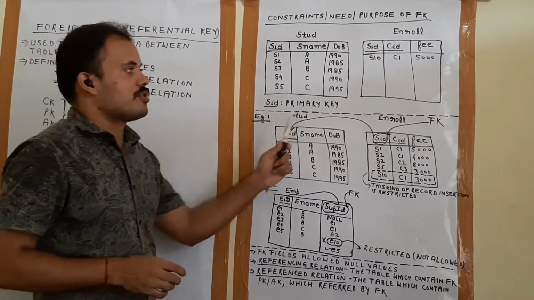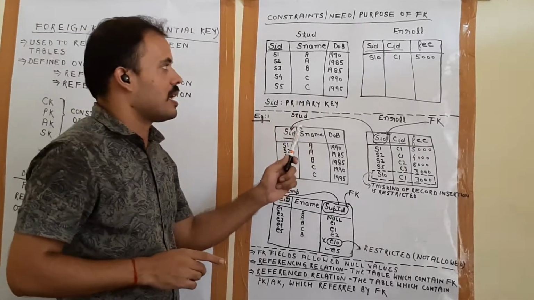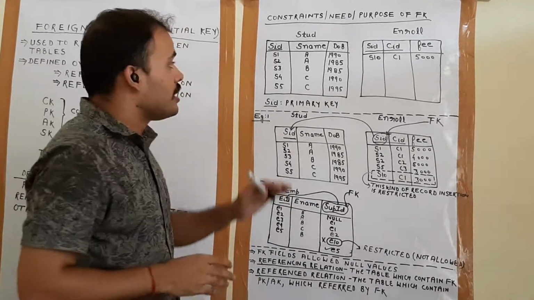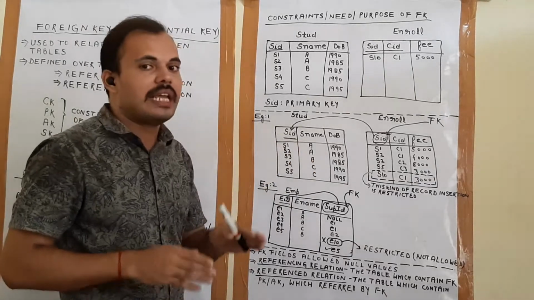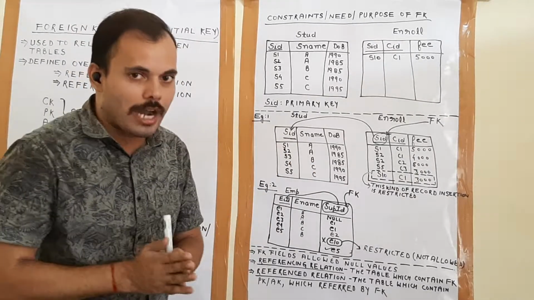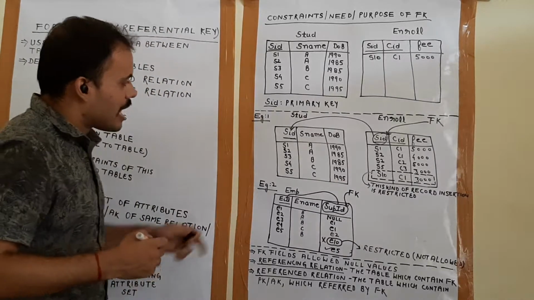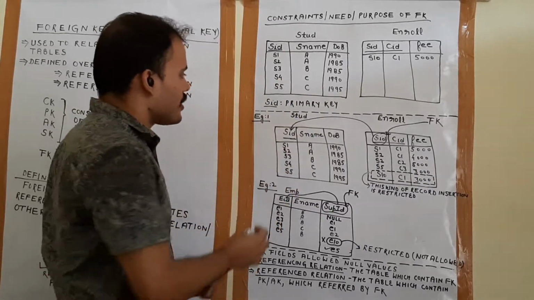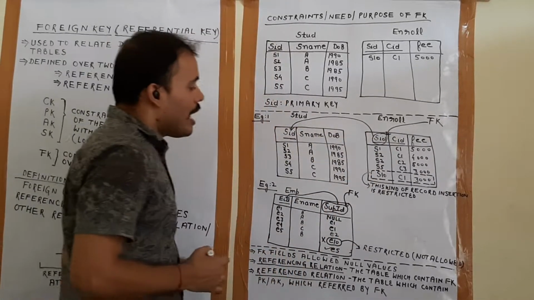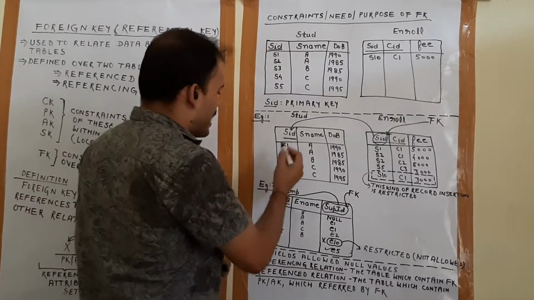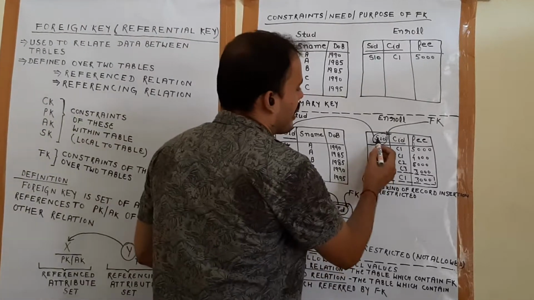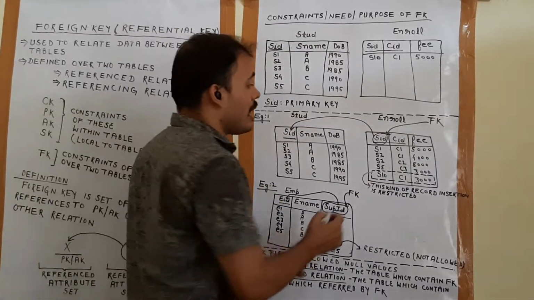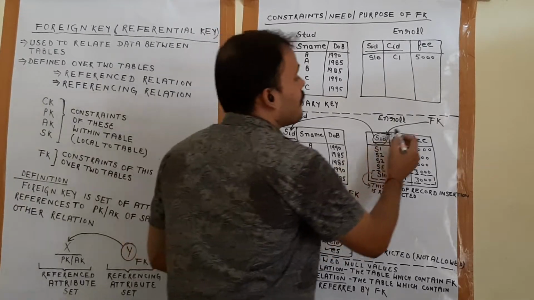So this constraint or restriction is incorporated by using foreign key. See in example 1, we have the same tables, the student table and the enrollment table. In the student table, SID is the primary key, and in the enrollment table, SID and CID together form the primary key. But here, SID is the foreign key.